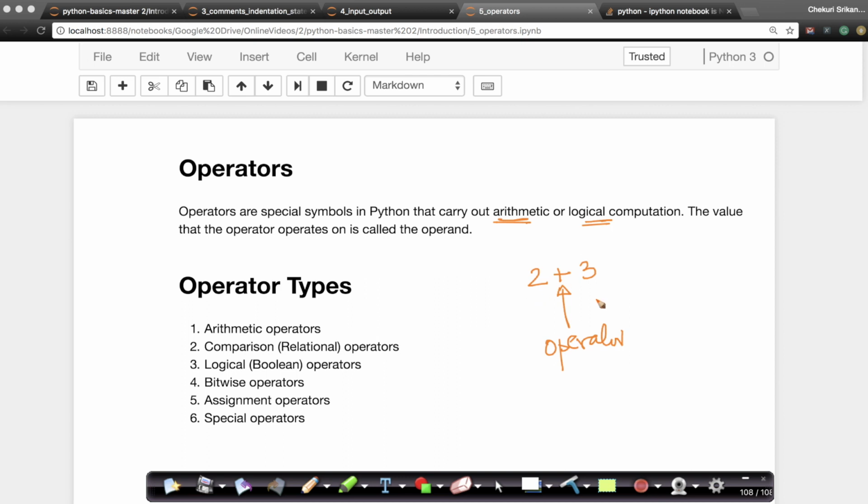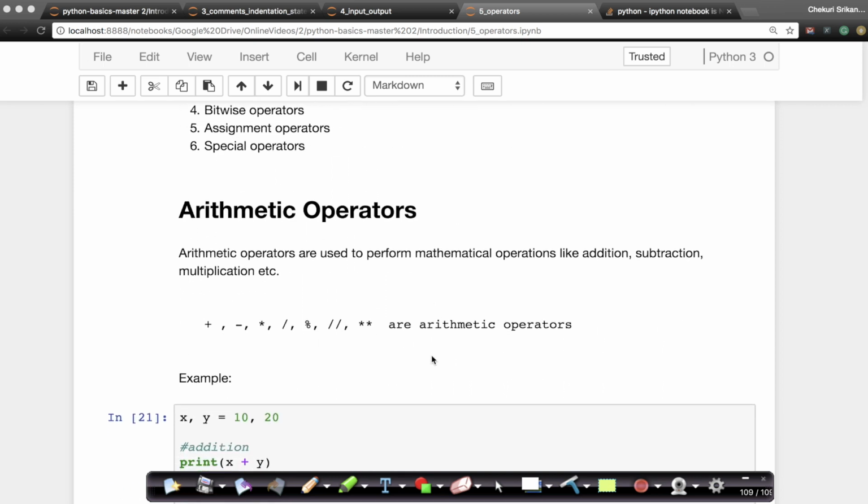And the operator is operating on 2 and 3, right? So these are called operands. This is called an operator, and both 2 and 3 are called operands. Just to get the terminology here, right? Okay, having said that, let's go and look at a bunch of examples.